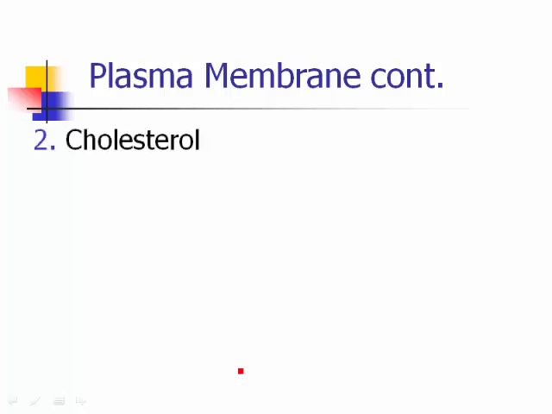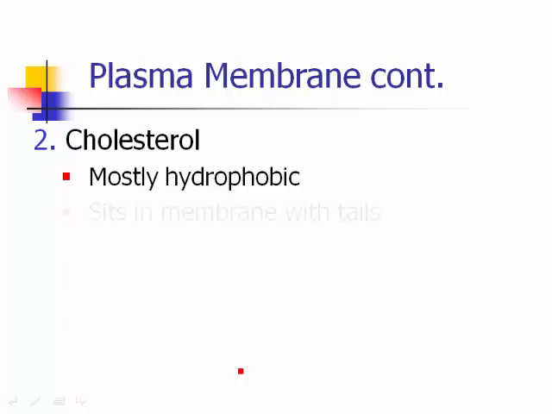Second is the cholesterol. Cholesterol is mostly hydrophobic. So I showed you the chemical structure of that last time. It's mostly hydrophobic. There's a little OH group which sticks in with the heads. So therefore, when we see that picture of the membrane, the cholesterol looks kind of like a little kernel of corn, doesn't it? You know, the little yellow there. Sits mostly with the tails, but the little teeny part sits with the heads.